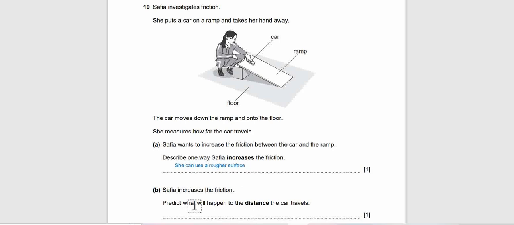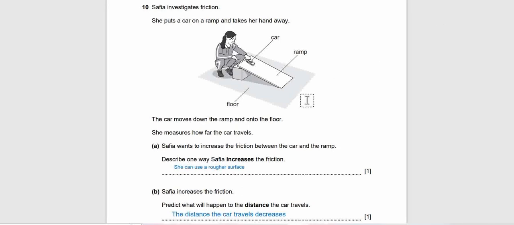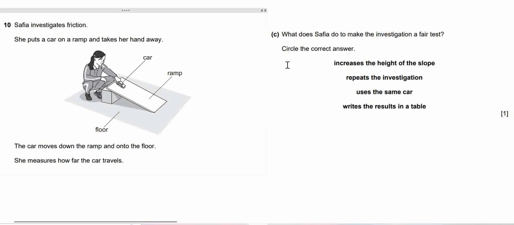All right, let's open up the answer, guys. So the distance the car travels decreases. The distance the car travels decreases as it's a rougher surface, so it works against the movement of the car. So the distance will decrease. Next.